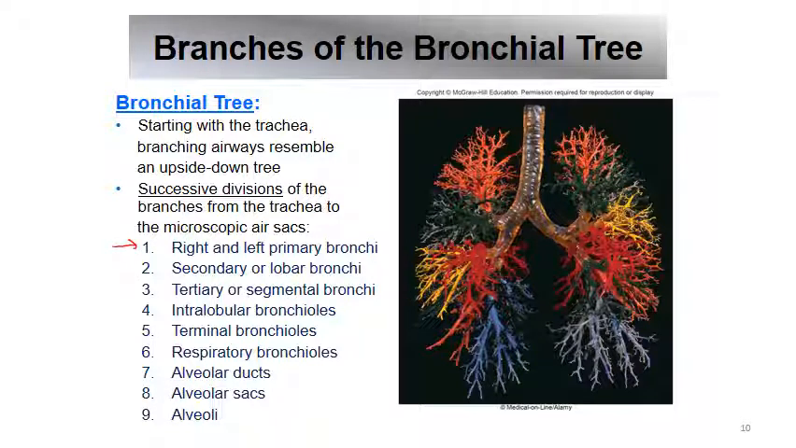So then those primary bronchi separate into the secondary bronchi, or you can call these the lobar bronchi. Then the secondary branch into the tertiary bronchi, so these are even thinner, smaller. Those then go into the interlobular bronchioles, then the terminal respiratory, then finally to the alveoli through the ducts.